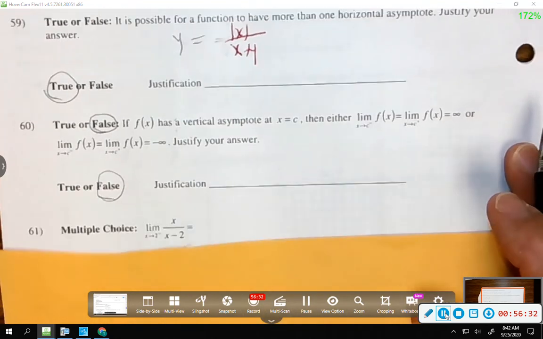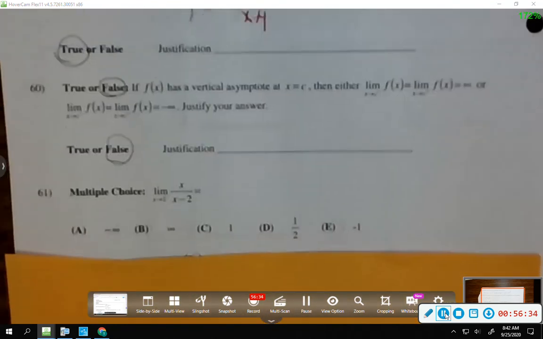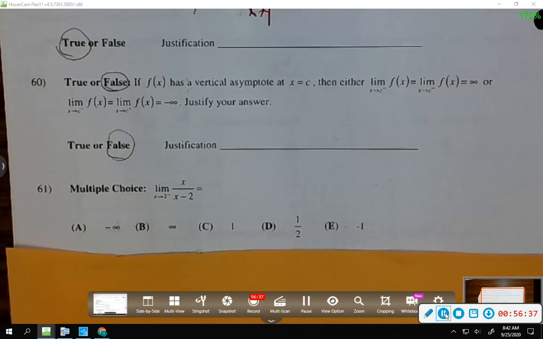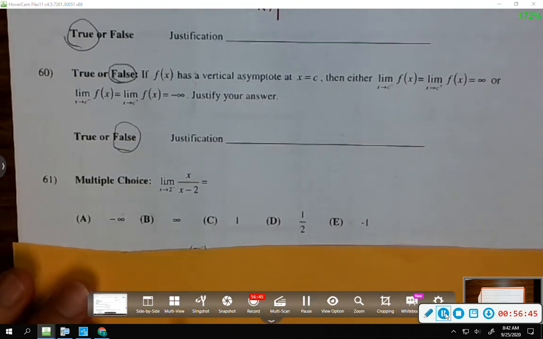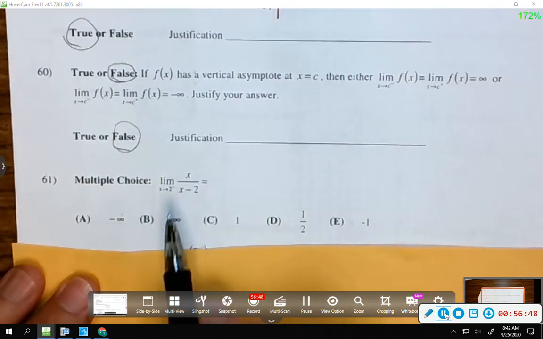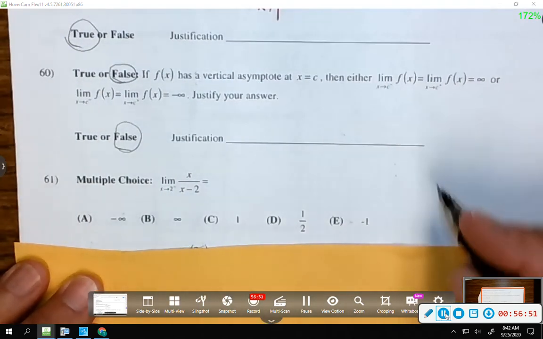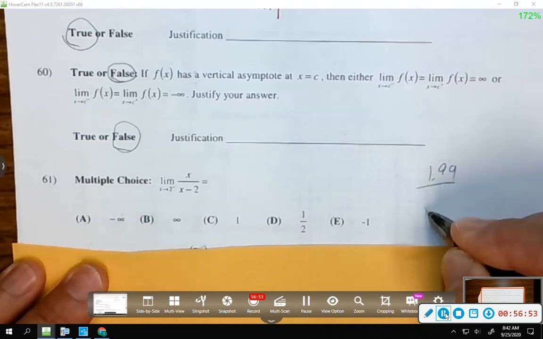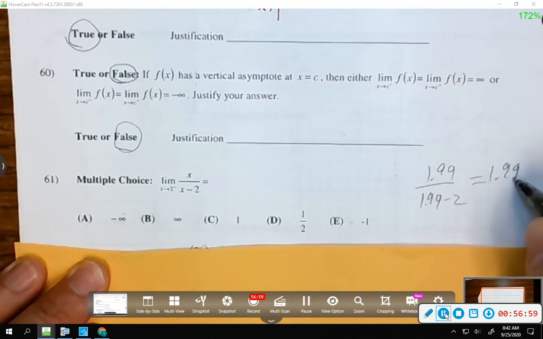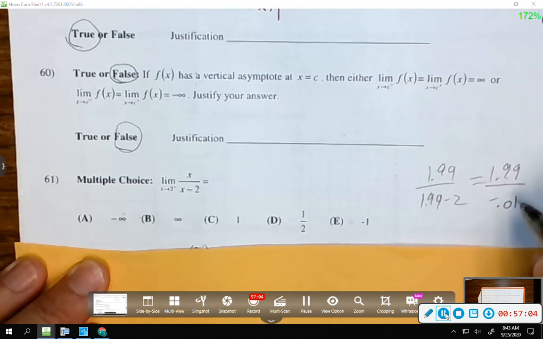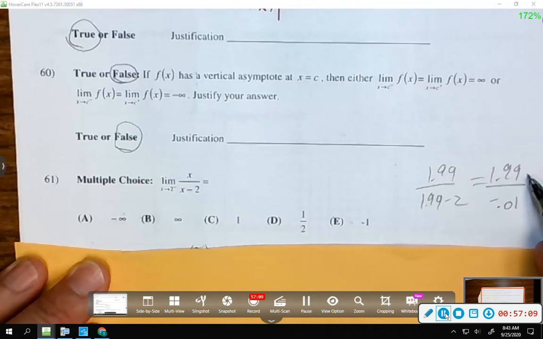61. Multiple choice, the limit as x approaches 2 from the left of this function is going to go to which one of these? Okay? This is a vertical asymptote, but I'm just going to plug a number really close to 2, but to the left of 2. How about 1.99 over 1.99 minus 2? That's 1.99 over negative 0.01. Move it 2 decimal places. Positive over negative is a really large negative number. This is going to go to negative infinity.